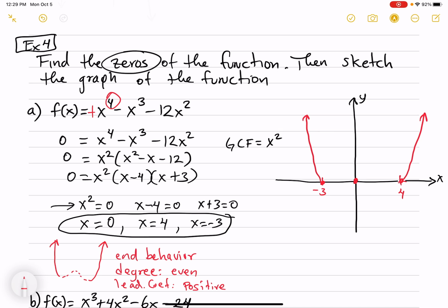Later on, we're going to explain how this repeated zero, because it repeats an even number of times, this graph is going to come down, hit the x-intercept, bounce back, and then go back up.